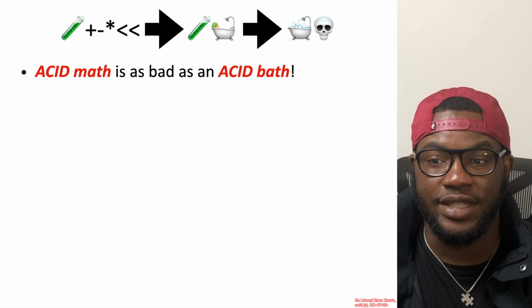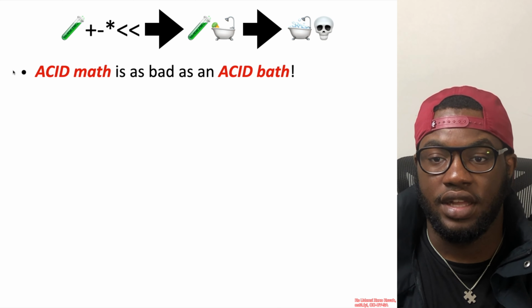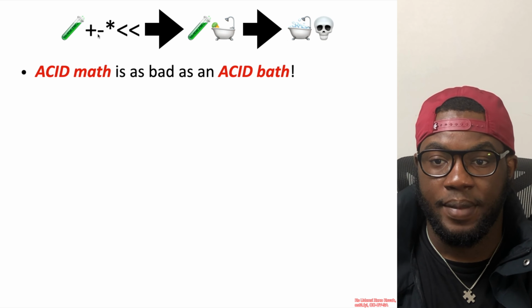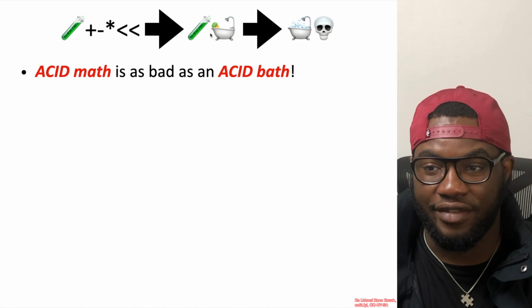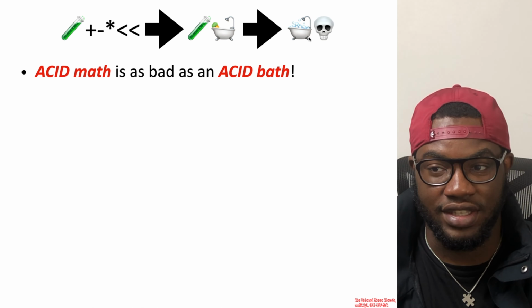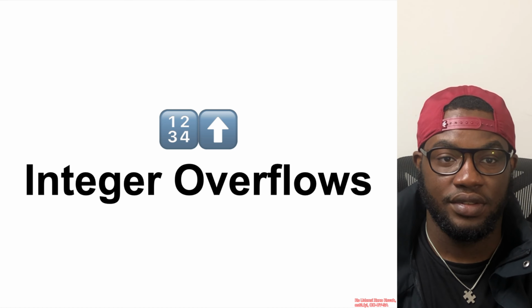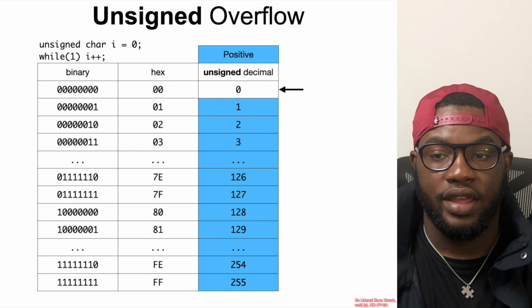Bad math is bad and leads to a bad bath. Every time we have attacker-controlled input data as an operand for arithmetic operations, plus, minus, multiplications, or shifts, we are likely to have a bad bath, which as we know is detrimental to existence. Let's discuss integer overflows, starting with unsigned overflow.